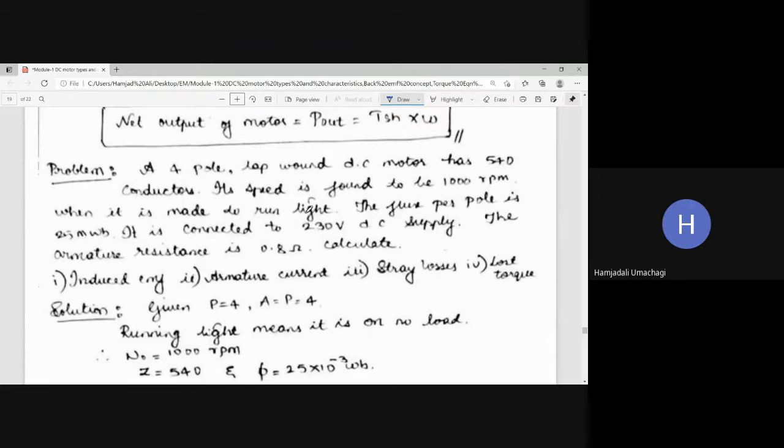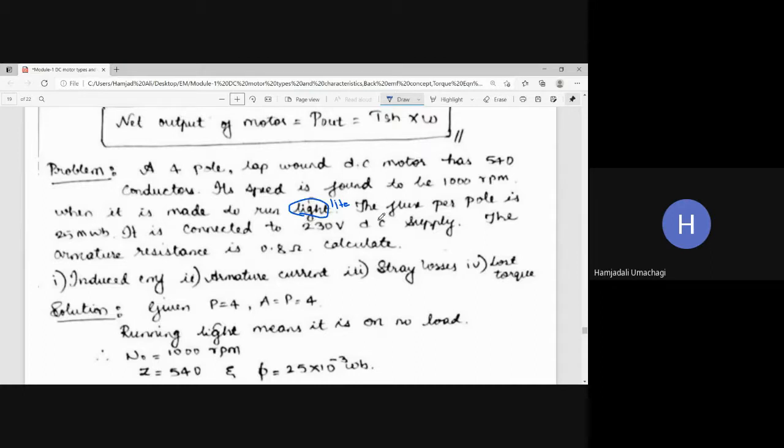It is to run on light, means here it is not light. This is a spelling mistake. It should actually be L-I-G-H-T, light. There is a difference between this light and this light. Light load means almost no load, a small load, that is the meaning. The flux per pole is 25 milliwebers.